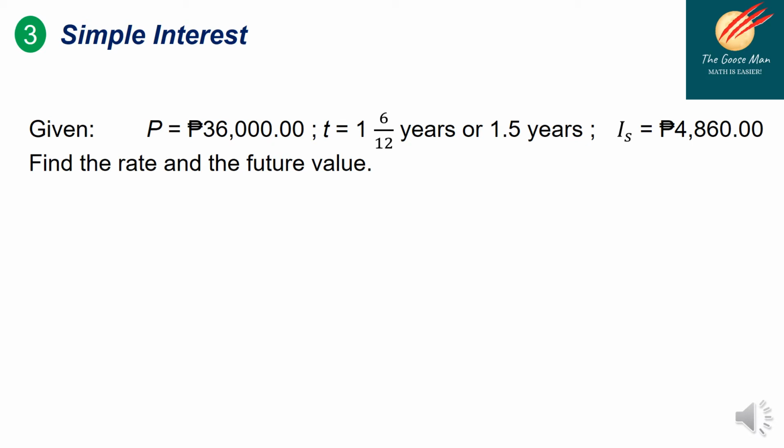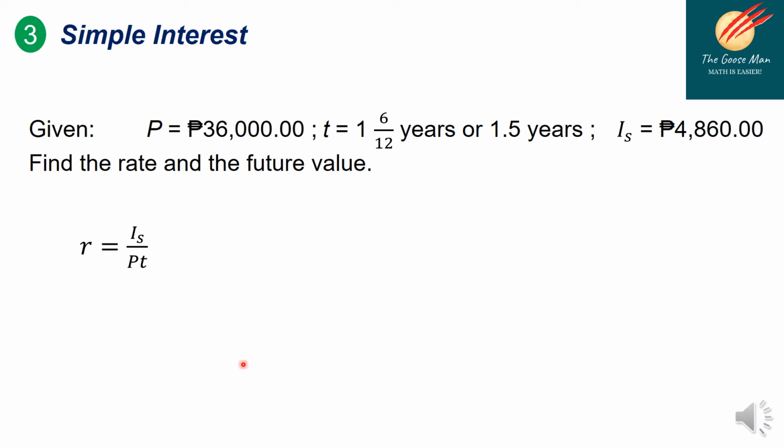Given that the principal is equal to 36,000, time is equal to 1 and 6 over 12 years or 1.5 years, and the simple interest is 4,860 pesos. Find the rate and the future value. So let's talk about first the rate. Rate is equal to simple interest divided by principal times time. Then simply plug in the values of the simple interest, principal, and the time.